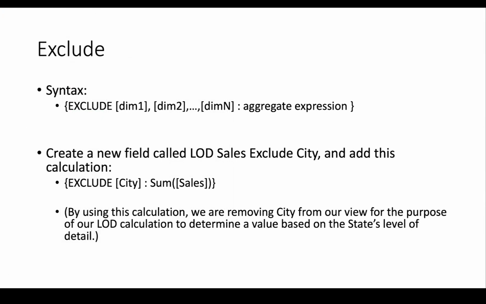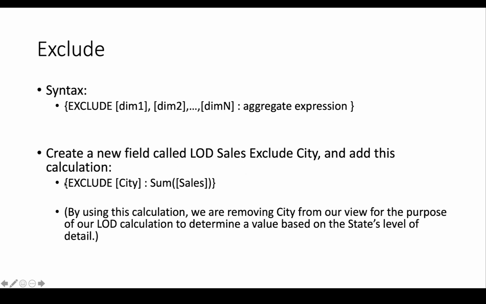So the syntax for exclude is just like the syntax for include and fixed. It's exclude the dimensions you want to exclude. So again, just like include, it will always take a dimension. It doesn't make sense to use an exclude with no dimensions. And then you'll have your aggregate expression. So what we're going to do first is create a new field. We're going to call it LOD sales exclude city.